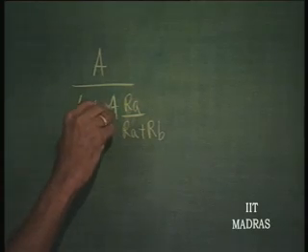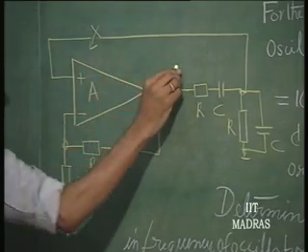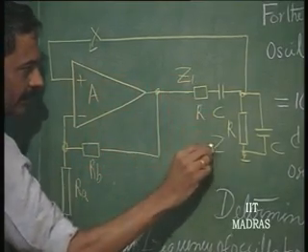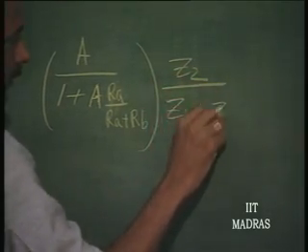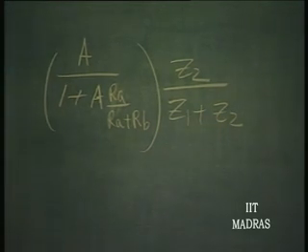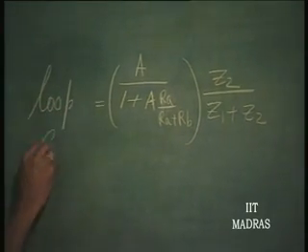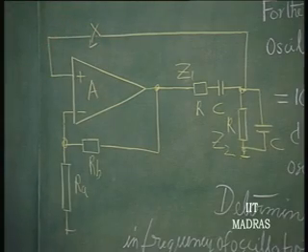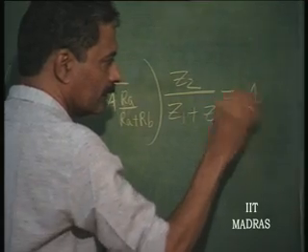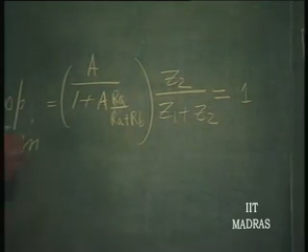So, this is the transfer function from here to here, and from that to that we have this as earlier represented, Z1, and this is Z2, by Z1 plus Z2, which is therefore the loop gain. I will close this loop, that means this is going to be made equal to 1. Right. So, that is the condition for making this go into oscillation.